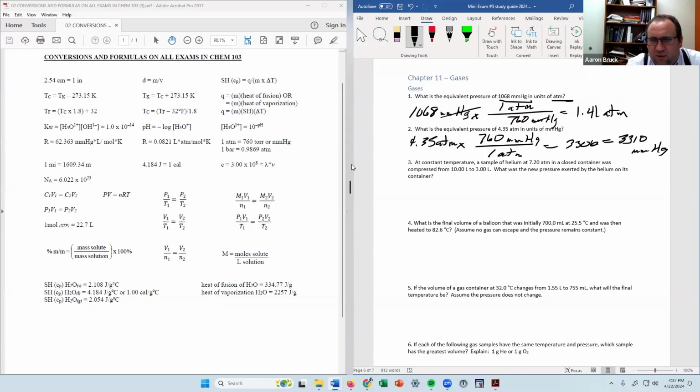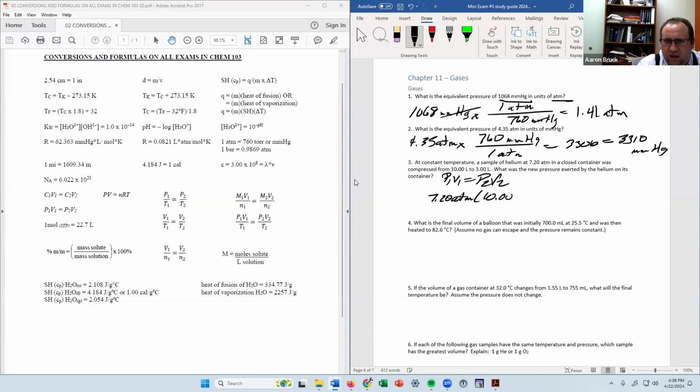At constant temperature, we have a sample of helium at 7.2 atmospheres in a closed container. It is compressed from 10 to 3 liters. What is the new pressure of the helium? So pressure and volume being compared, that is Boyle's law. So we want to look for the right gas law, the one that deals just in pressure and volume. And that one does. So P1 V1 is equal to P2 V2. And our pressure in the initial case is 7.20 atmospheres at 10 liters. And our final volume is 3 liters. And we don't know what the final pressure is because that's what we're trying to figure out.